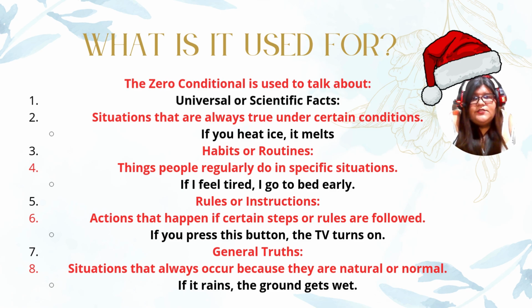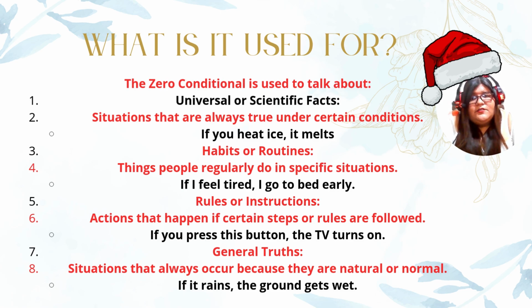Then we have habits or routines, things people regularly do in specific situations. For example, if I feel tired, I go to bed early. Rules or instructions, actions that happen if certain steps or rules are followed. If you press this button, the TV turns on. That is something like mandatory or a fact, right? Because you can turn on the TV with a box. It's with the control and with the button that the instruction says.